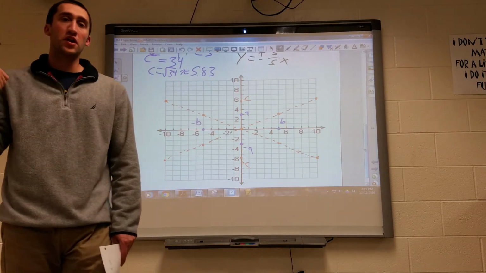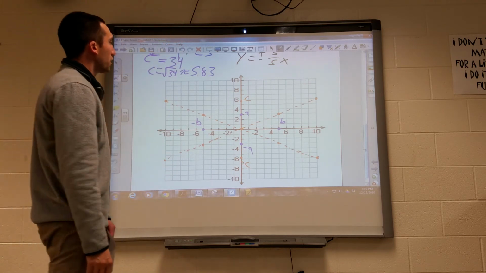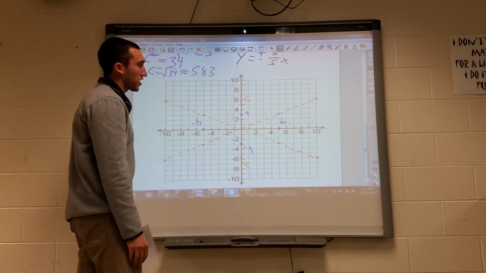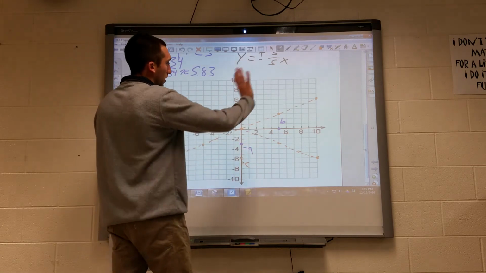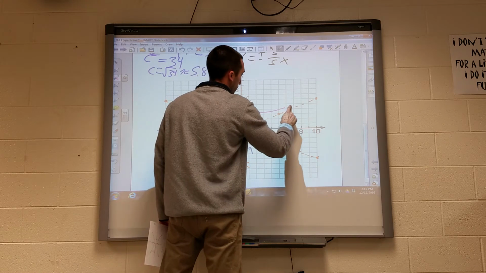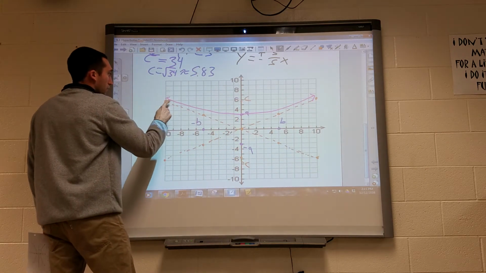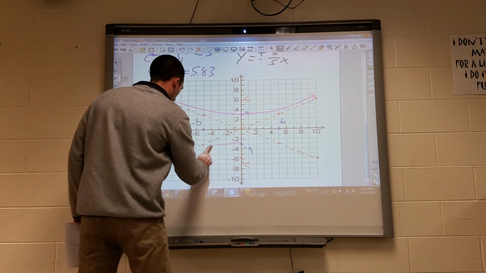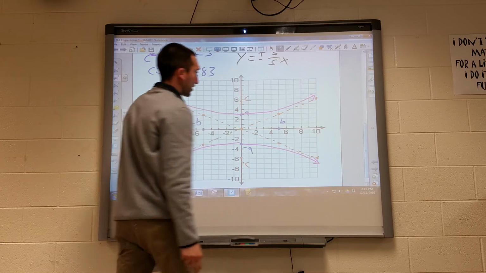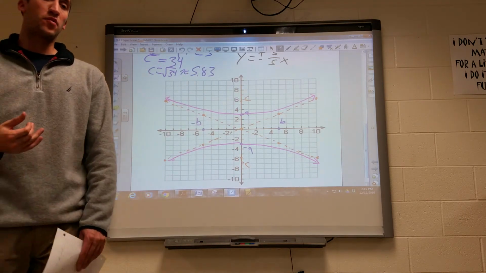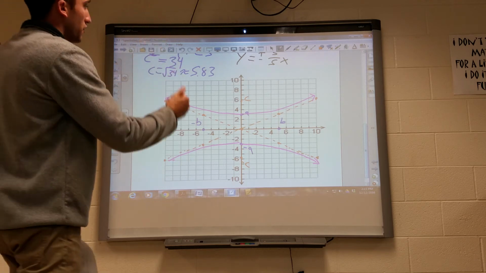Okay, so now I can really easily draw my hyperbola. My hyperbola is going to go through the vertex. That's why the vertices are so important. They're going to go through my A and my minus A, and then they're just going to approach my asymptotes as I go out. So the top one looks like this, and the bottom one looks like that.